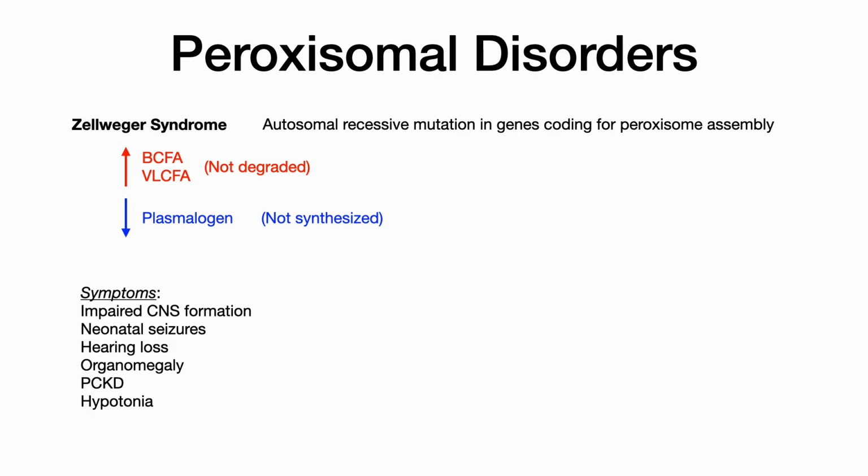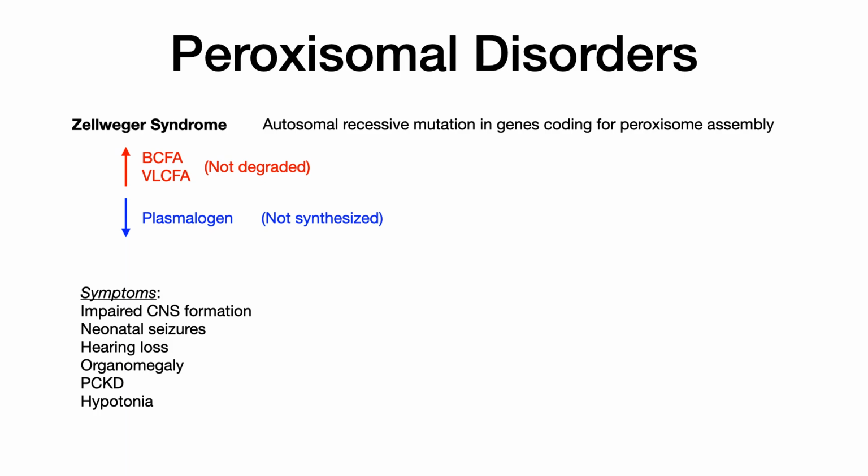You also get decreased levels of plasmalogen, again, because the peroxisome has to synthesize plasmalogen. When we don't put the peroxisome together appropriately, we can never synthesize this. So you get your increased levels of things that aren't broken down and decreased levels of things that are never made. As far as symptoms go, what you'll see in Zellweger syndrome is impaired CNS formation, neonatal seizures, hearing loss, organomegaly, polycystic kidney disease, and hypotonia. The symptoms, admittedly, are not as important to know as the pathophysiology, so I would know what's shown in red and blue, but keep these in the back pocket just in case.